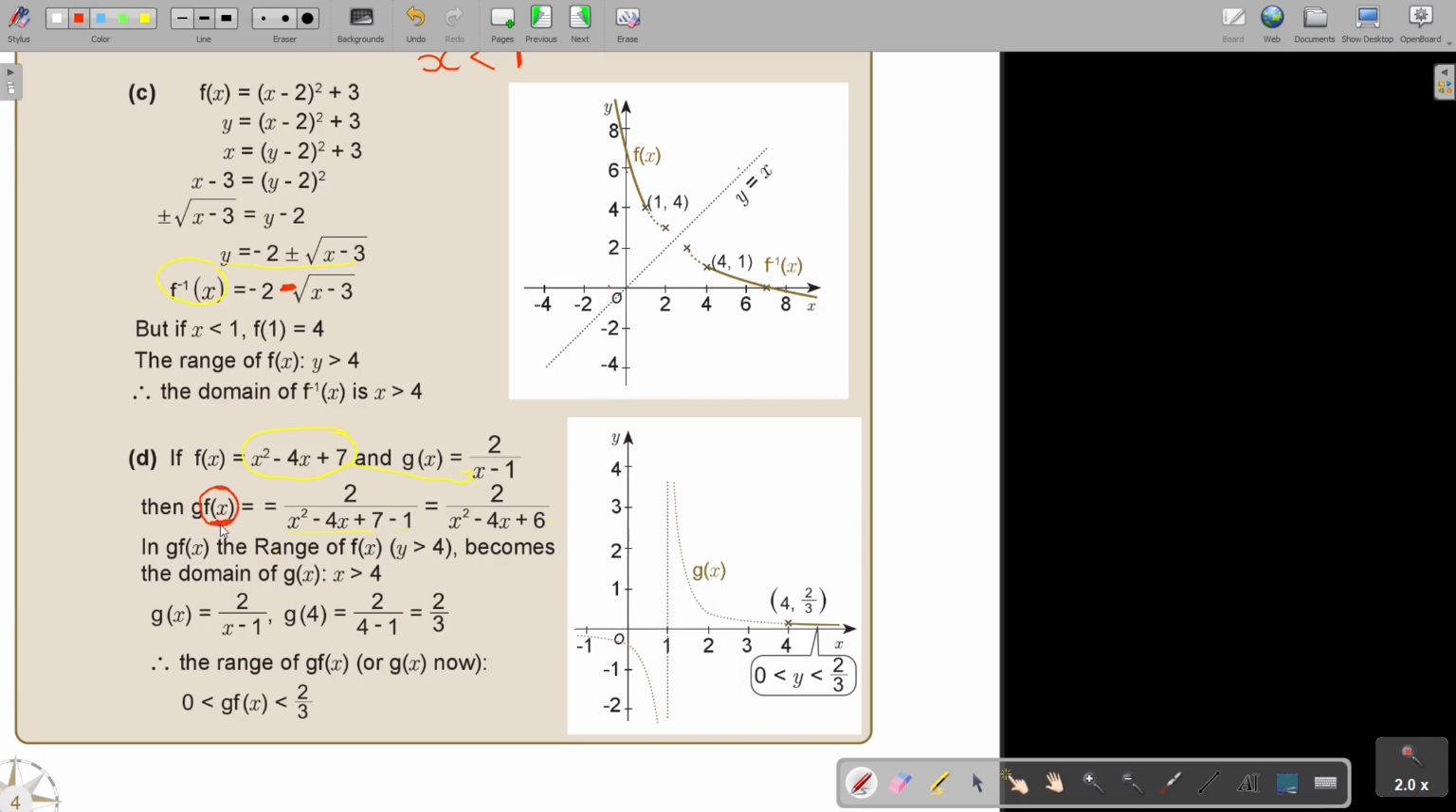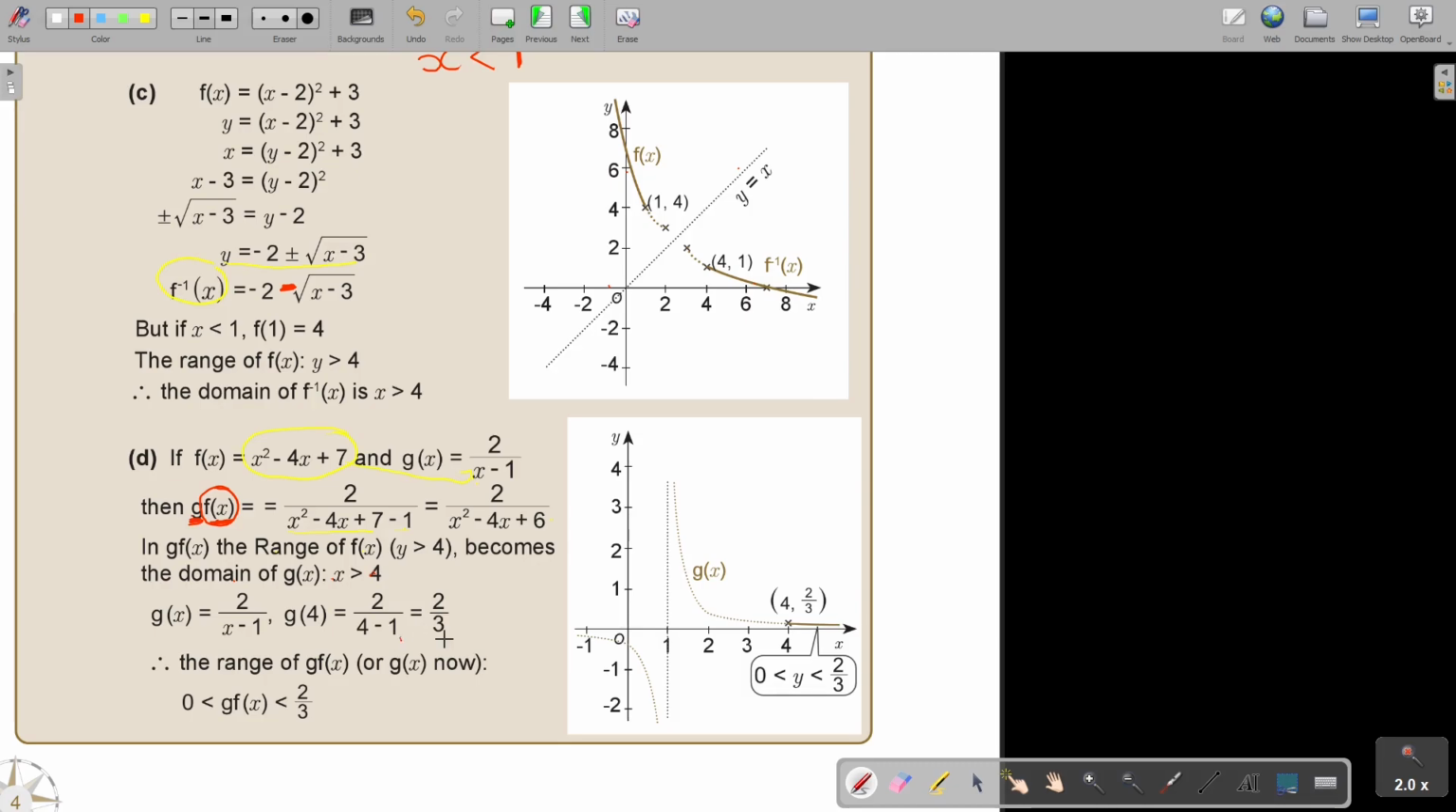So in gf, the range of f(x), so x is bigger than 4. Don't forget that. We wrote it there on top. It becomes the domain of g(x) for this composite. So x is now bigger than 4. So if I now substitute 4 in this g, I get 2/3.